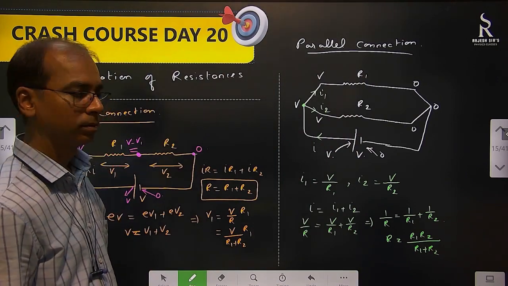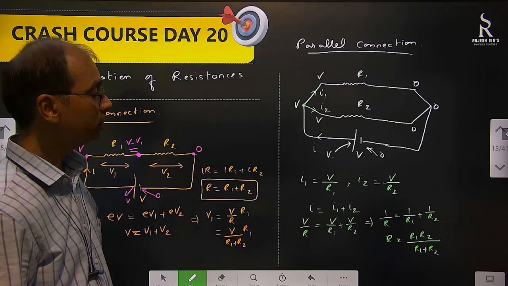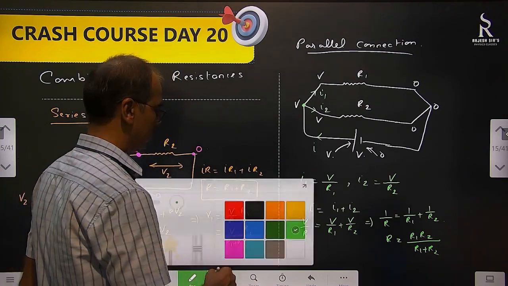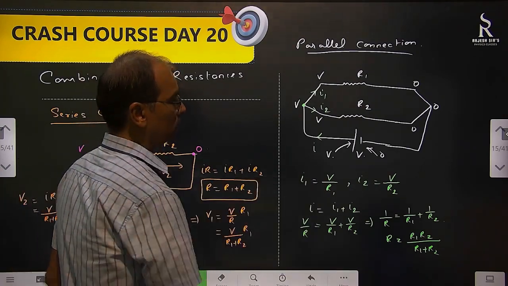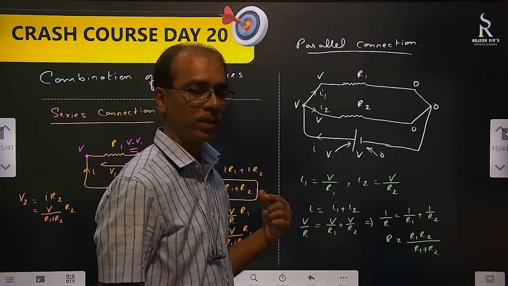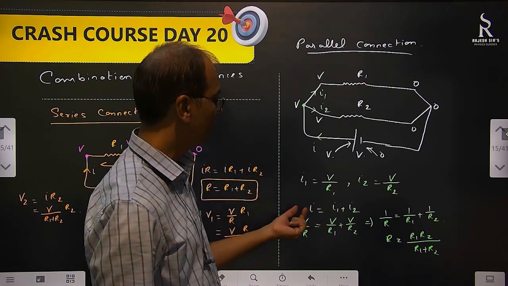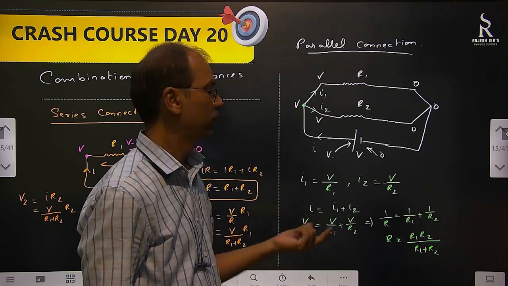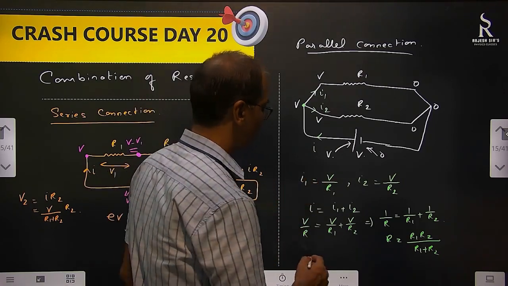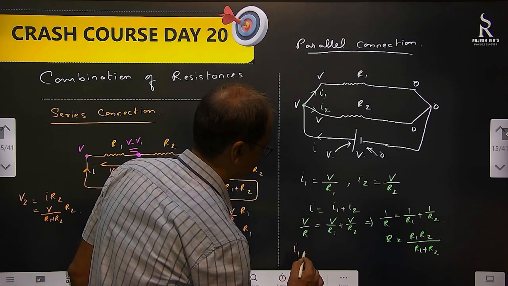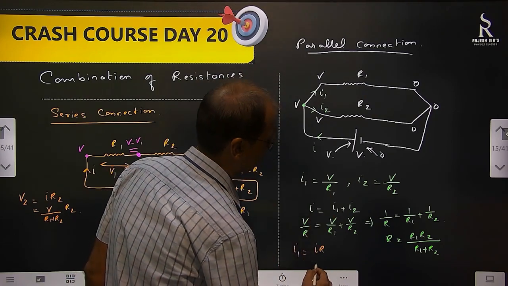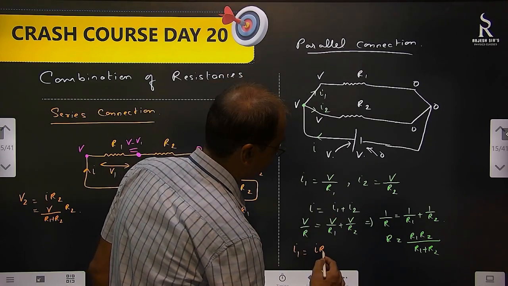Correct? Simple. Now, as I was saying, I1 I want in terms of I. So only V we have to replace. What is this? I equal to V by R, so that means V equal to IR. So in place of V, I R by R1.